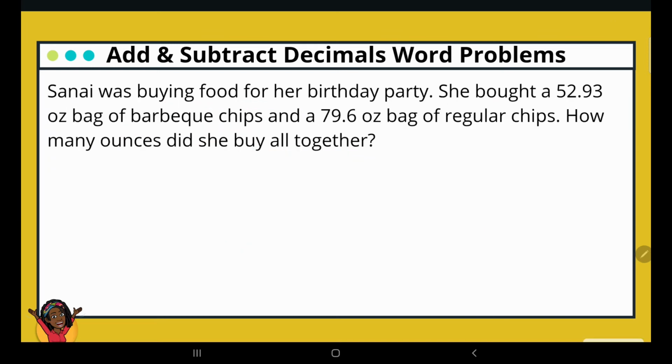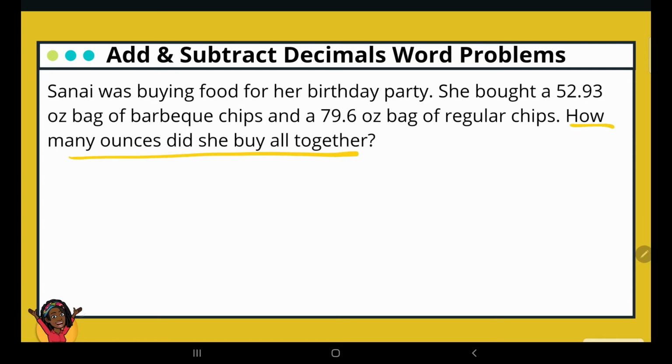So our next example says, Sanai was buying food for her birthday party. She bought a 52.93-ounce bag of barbecue chips and a 79.6-ounce bag of regular chips. How many ounces did she buy all together? So how many did she buy all together?